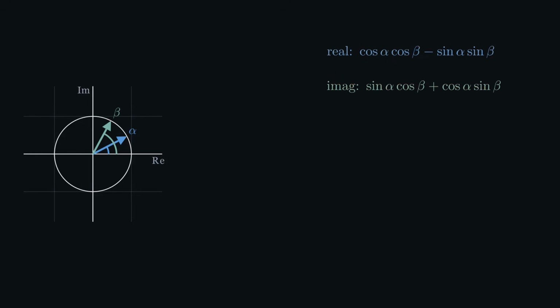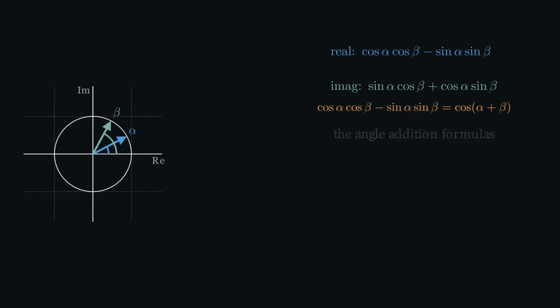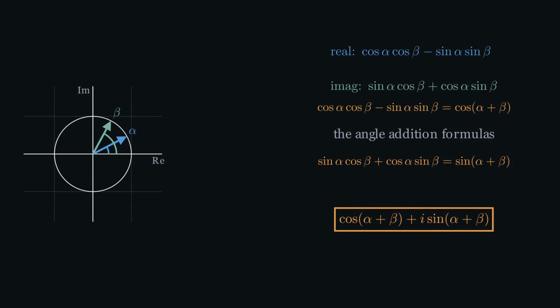And maybe those look familiar. Because they should. cos α cos β minus sin α sin β is exactly cos(α + β). The angle addition formula, the one you maybe memorized once and forgot why you'd ever need. And the other piece, sin α cos β plus cos α sin β, that's sin(α + β). So the whole product collapses. It's cos(α + β) + i sin(α + β).